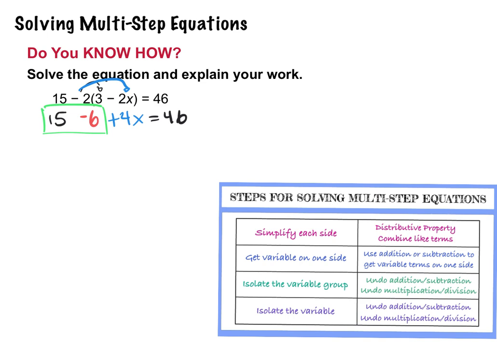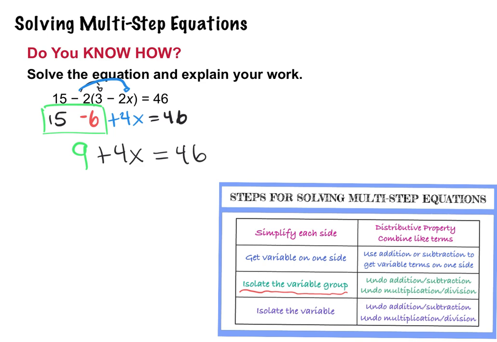So 15 minus 6 is 9. We are going to keep the +4x and the 46. Don't forget about the equal sign. So now we want to do inverse operations in order to solve this two-step equation. So I am going to now skip the variables on both sides because we don't have any variables on both sides. And I want to isolate the variable group.